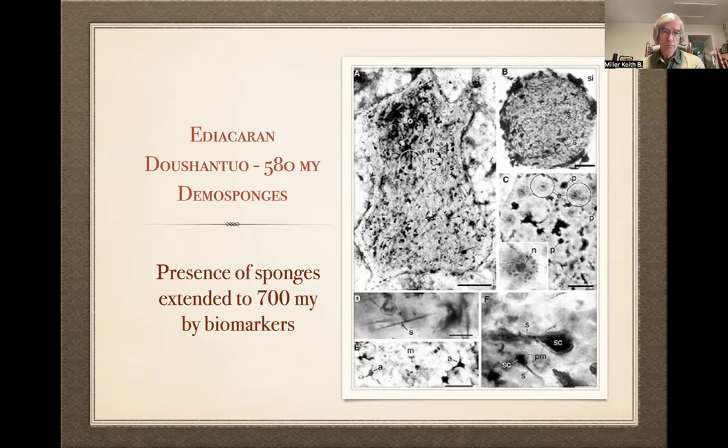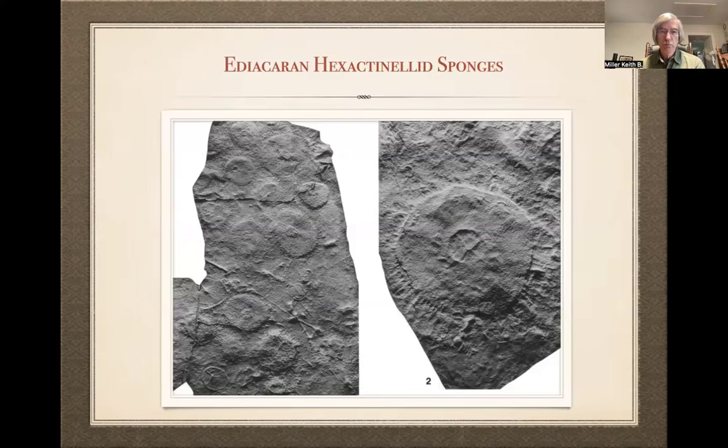And based on biomarkers, particularly the biochemical remnants of steroids that are characteristic of sponges, from those biomarkers we can extend that record back to 700 million years. And later in the Ediacaran, we have other body fossils of sponges representing different subgroups within the sponges, such as these hexactinellid sponges, or glass sponges.